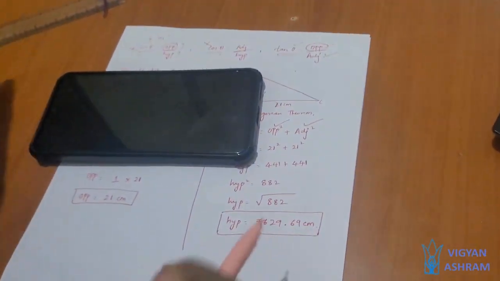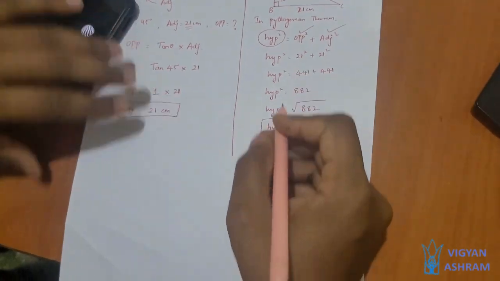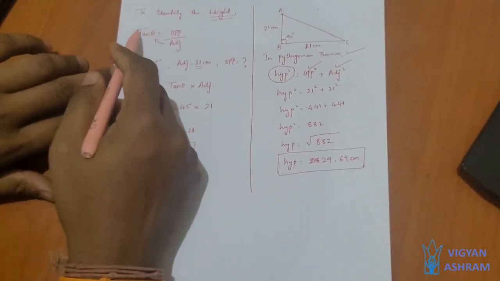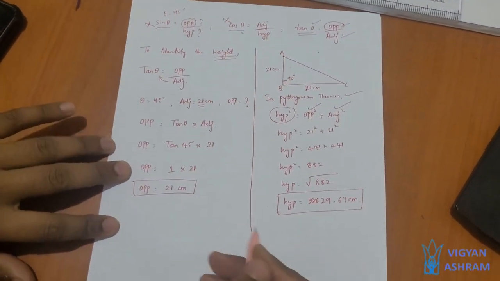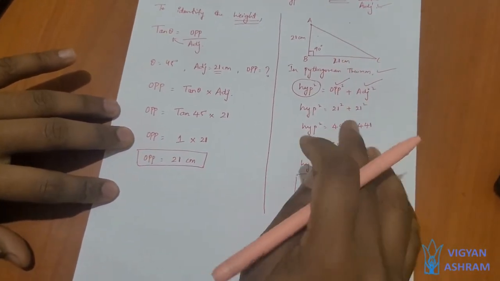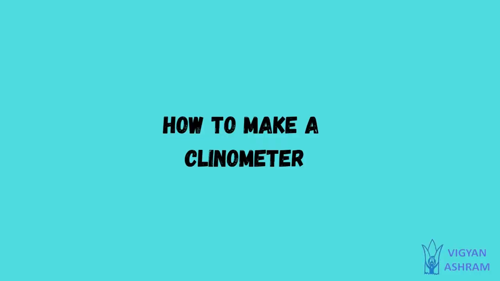Okay, so hence it's proved, you can see this Pythagoras theorem being proved. Also, similarly you can use the sin theta formula to obtain the hypotenuse value, because we already found the opposite value using tan theta, right? So now let's move on to the DIY part.